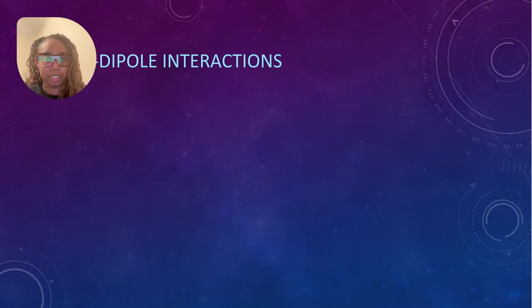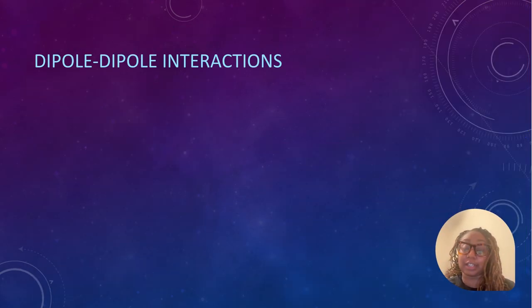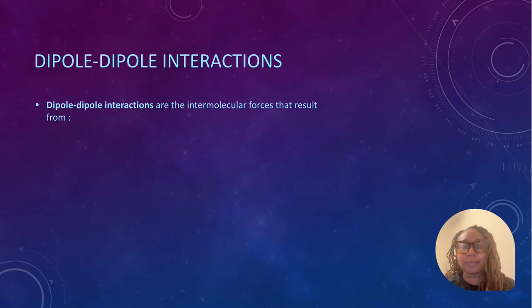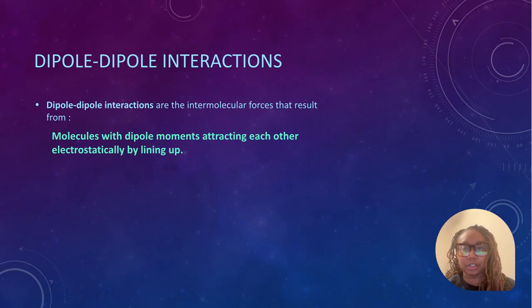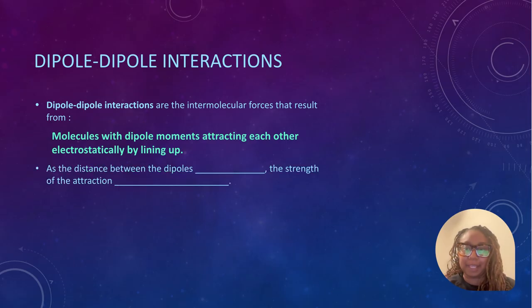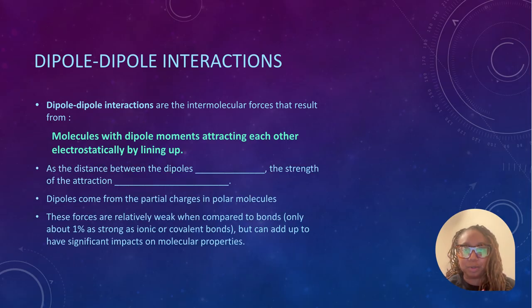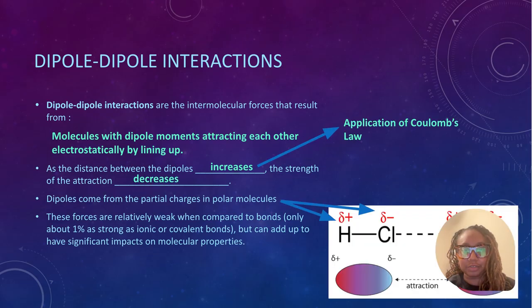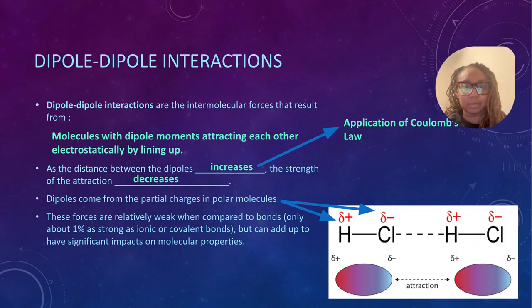Okay, and that's what's really important to know, is that you can understand that they could have more than one. All right, so dipole-dipole interactions are the intermolecular forces that result from molecules with dipole moments attracting each other electrostatically by lining up. As the distance between the dipoles increases, the strength of the attraction decreases. All right, so this is where we're talking about the actual Coulomb's law.